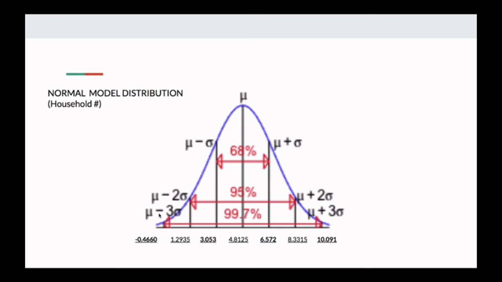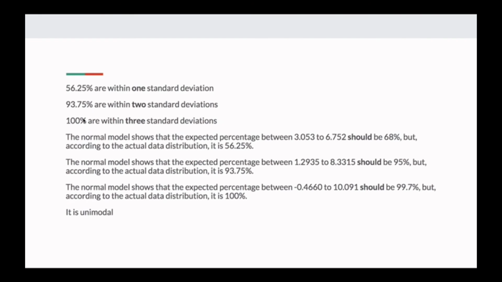3 standard deviation, we have gotten 100%. So any student with a household number that is greater than negative 0.4660, but less than or equal to 10 people in the family. So that will be everyone, because we all know you can't get a negative amount of people within a family, so it's basically saying that any student with a household number that is less than or equal to 10, and that will be everyone. So 16 over 16, then we will get 100%.